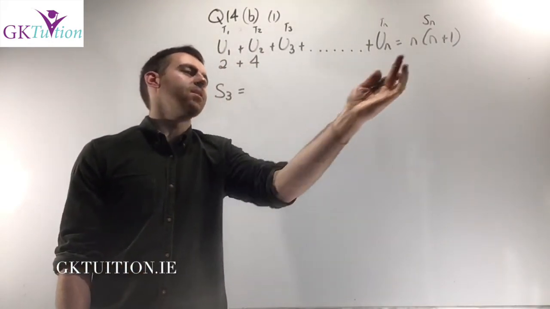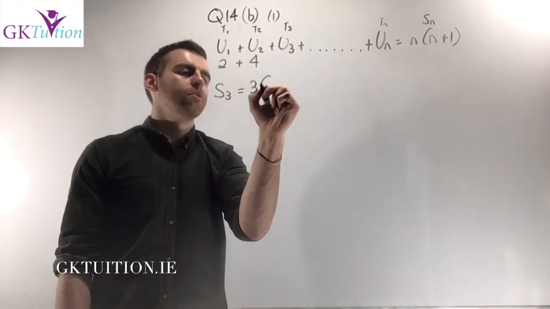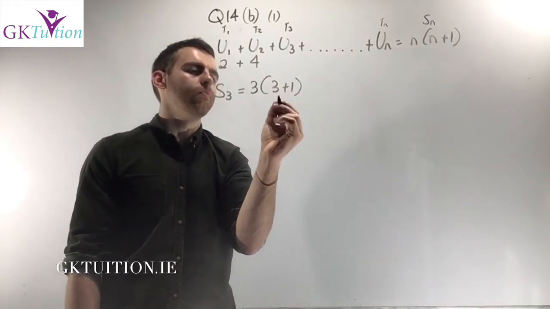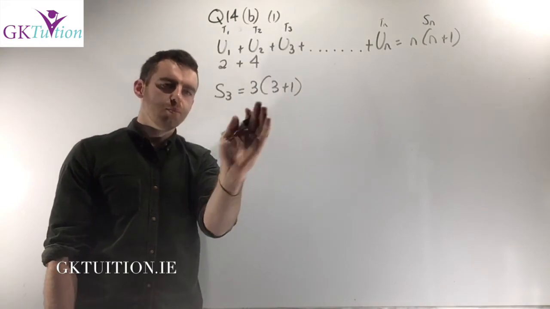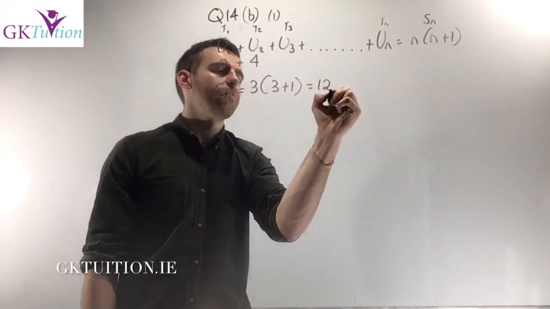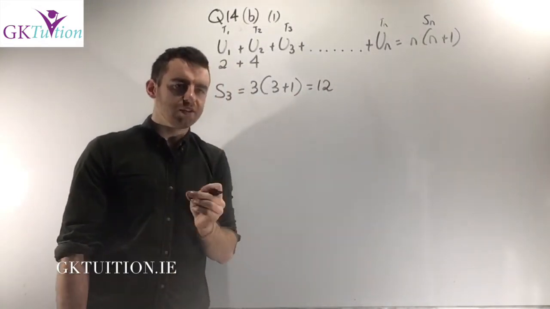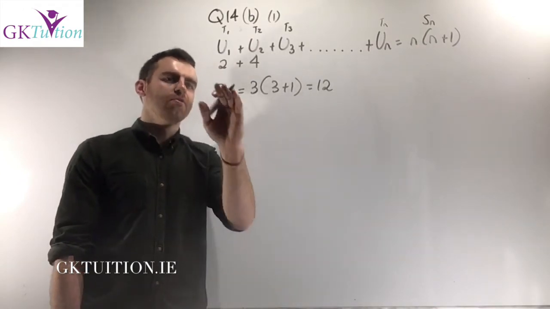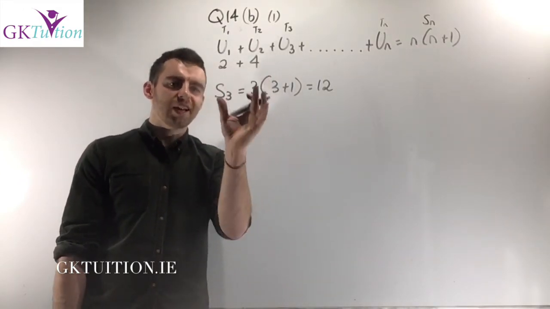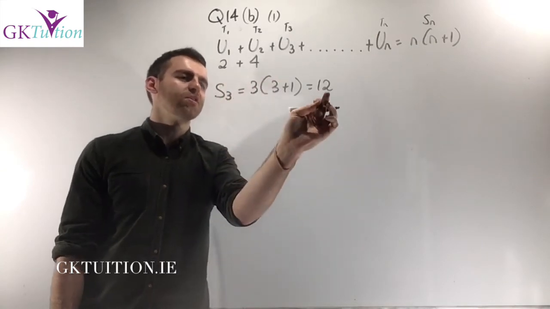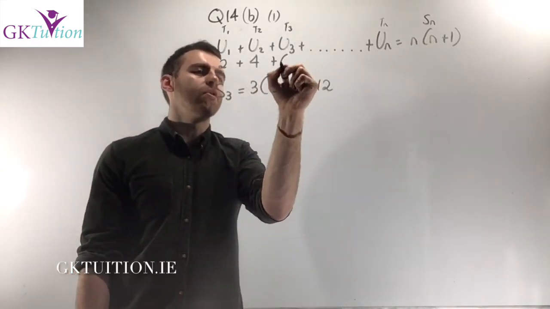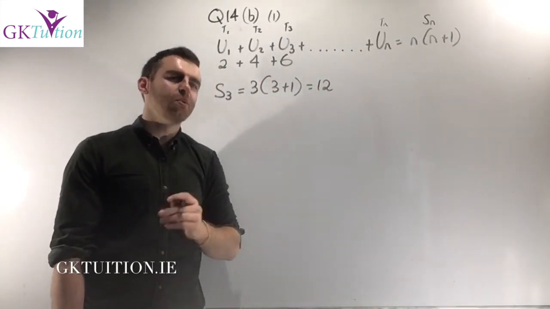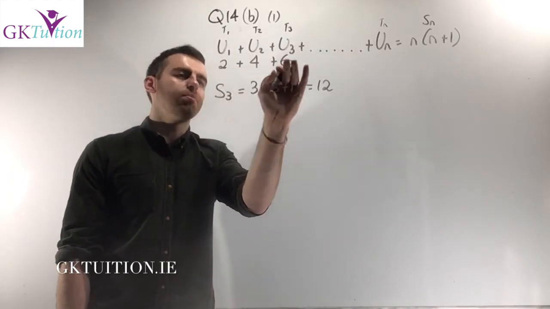So in this case, instead of an n, I can just sub in a 3. It becomes 3 times 3 plus 1. 3 plus 1 is 4, multiplied by 3 gives me 12. That tells me that the first 3 terms add up to 12. The first term is 2 and the second one is 4, that adds up to 6. 12 minus 6 tells me that the third term must be a 6. So I know that this is now 2 plus 4 plus 6.